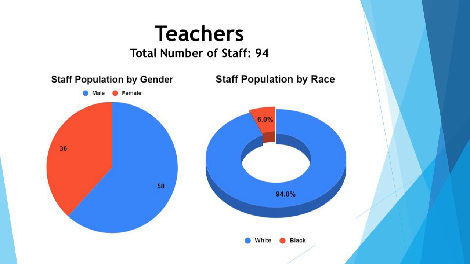This graph depicts the number of staff we have at Madison County Middle School at a total of 94. The first pie chart shows the total number of staff members based on gender. We have 58 males and 36 females. The second pie chart shows the ethnicity of our teachers, with staff that identify as white at 94% and the staff that identify as black at 6%.